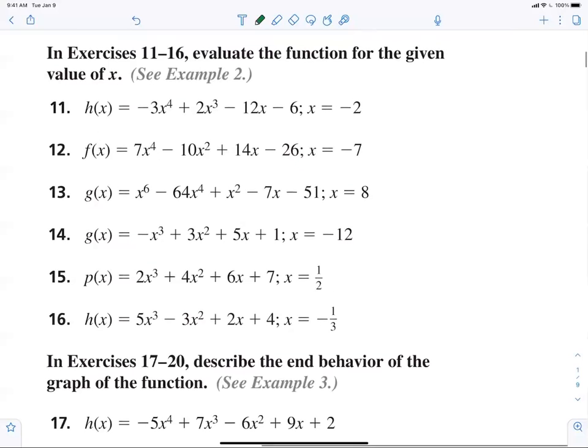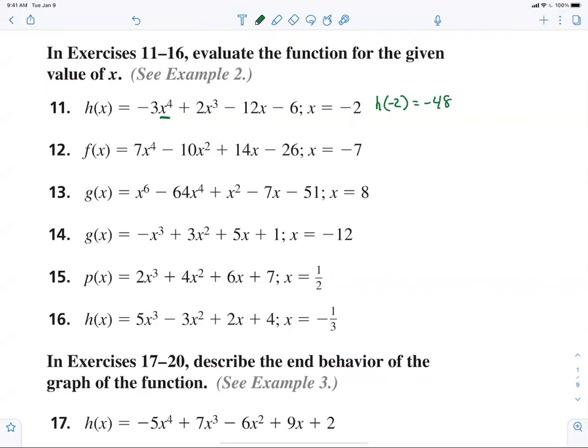Evaluate the function for the given value of x. Again, we're not really going to use a calculator because we're going to practice our mental math here. So basically what we're doing is we're saying what's h of -2. I don't care about the other ones, but I care about this one because I'm trying to refresh your memory on powers, and what to do if it's positive or negative. So -2 to the 4th. What is that? 16 times -3.